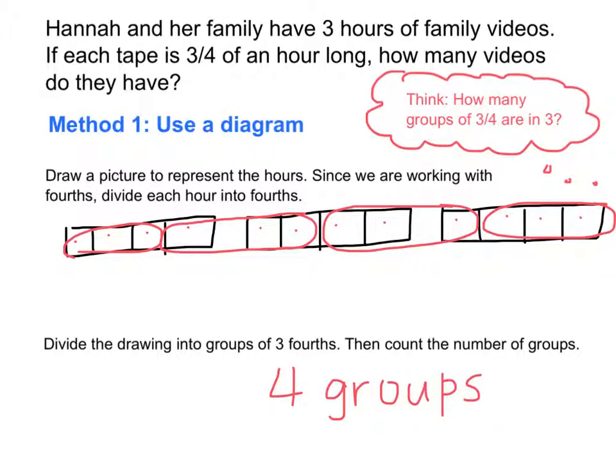So this shows that Hannah has 4 videos. Each video is 3/4 hours long, and altogether they have 3 hours worth of footage. Make sense?